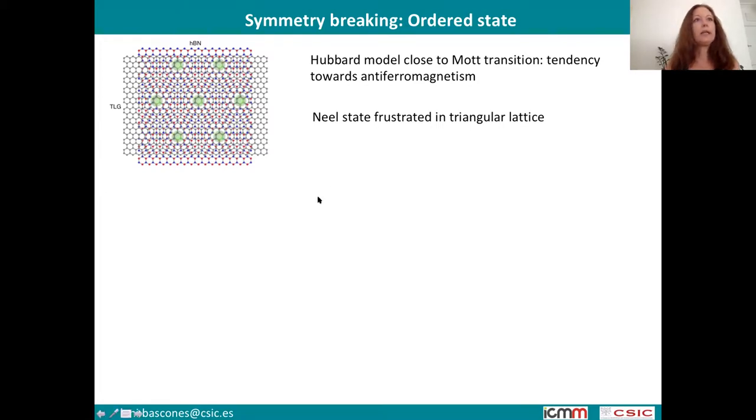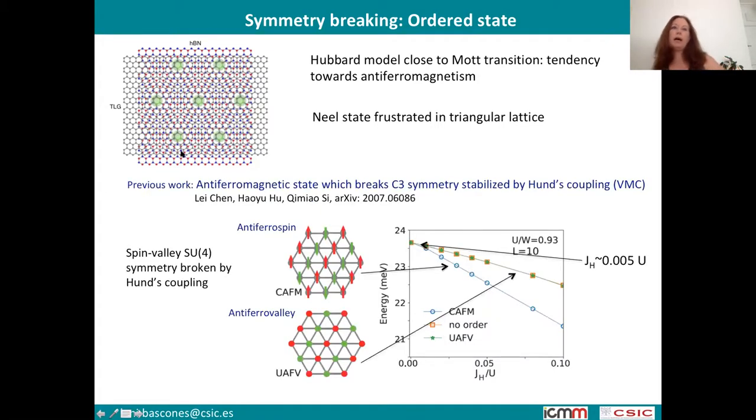In fact, there was a work last year on the order states in this trilayer system by Chimiausi and co-workers, in which they found an antiferromagnetic state that breaks C3 symmetry, and that seems to be stabilized by Hund's coupling. So in their calculation, they do most of the calculations at a Hund's coupling of the order of 0.05 times U. So, well, the one that we expect is much smaller.